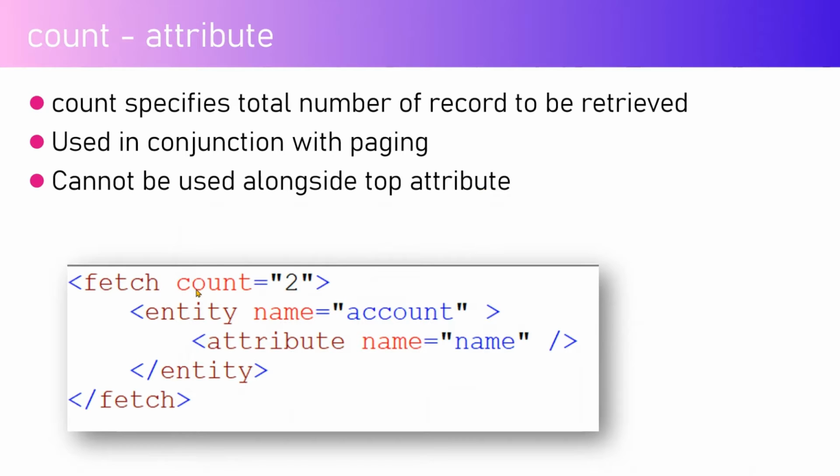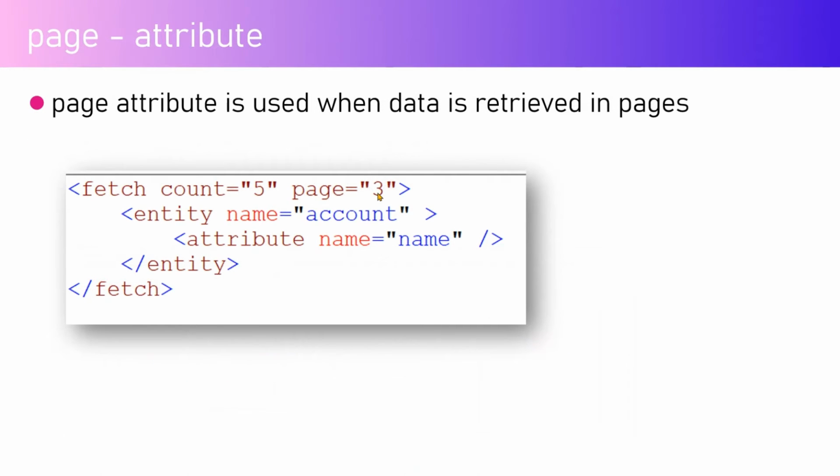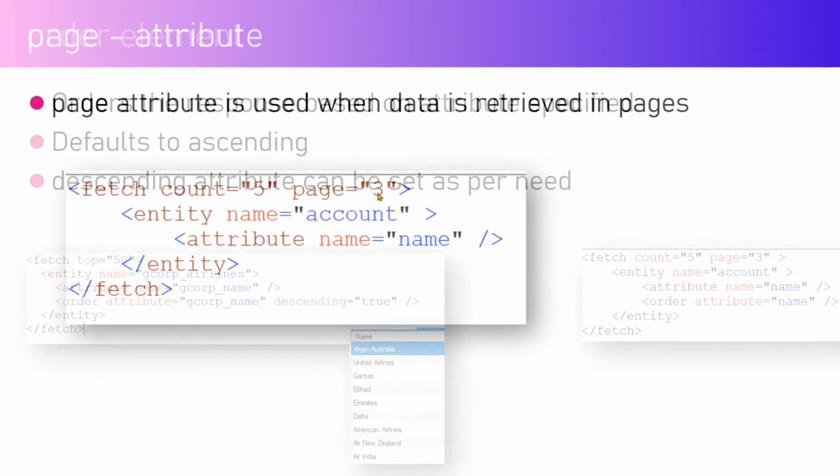For the count attribute, you can specify count equal to 2. The count specifies the total number of records to be retrieved. It is used in conjunction with paging. It cannot be used alongside the top attribute, so there is a difference between the count and the top attribute. The page attribute is used when data is retrieved in pages. So, fetch count equal to 5, page equal to 3, means it will retrieve 3 pages counting 5 records per page.